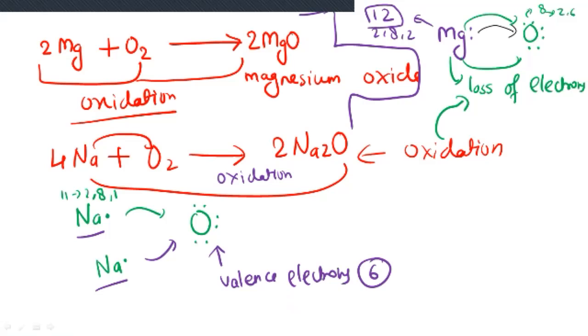Tell me, what will be easier, to donate 6 electrons or to take 2 electrons? To take 2 electrons, because it cannot donate 6 electrons. It will take 2 electrons, right? And for sodium, its valence electrons are 1. What will be easier for sodium, to donate 1 electron, or to take 7 electrons to complete its octet? It will donate. Sodium will donate.